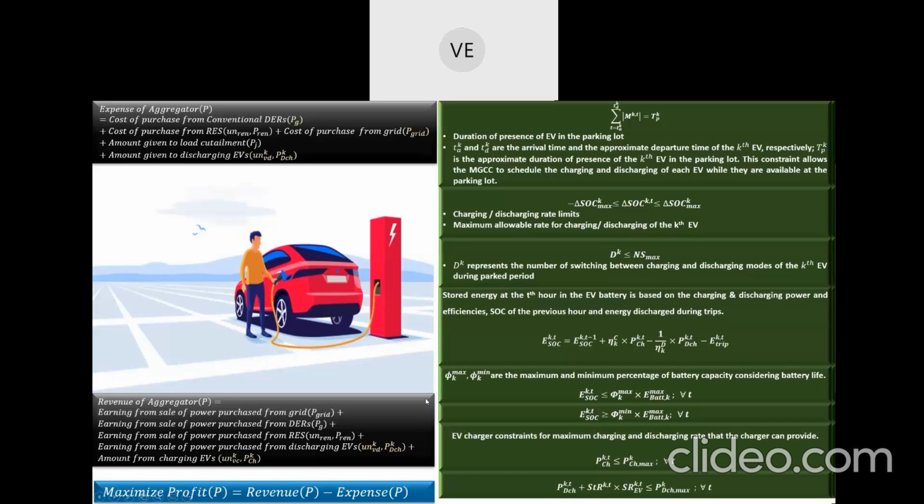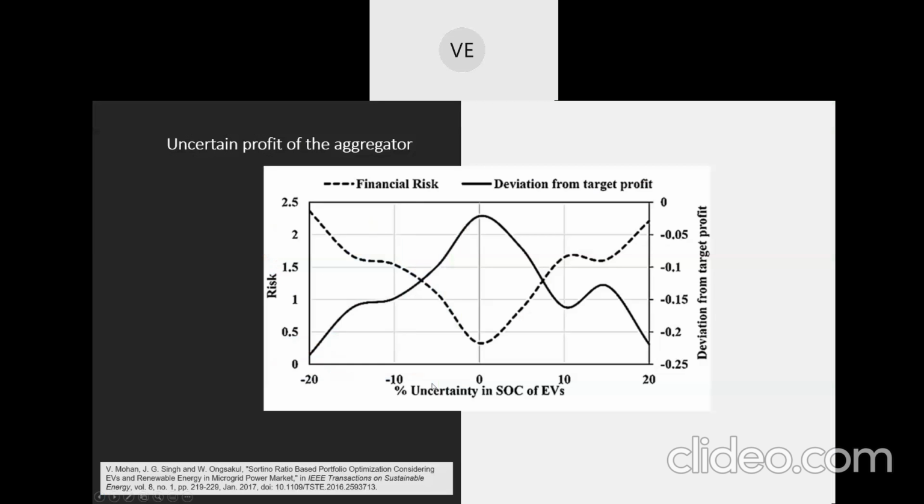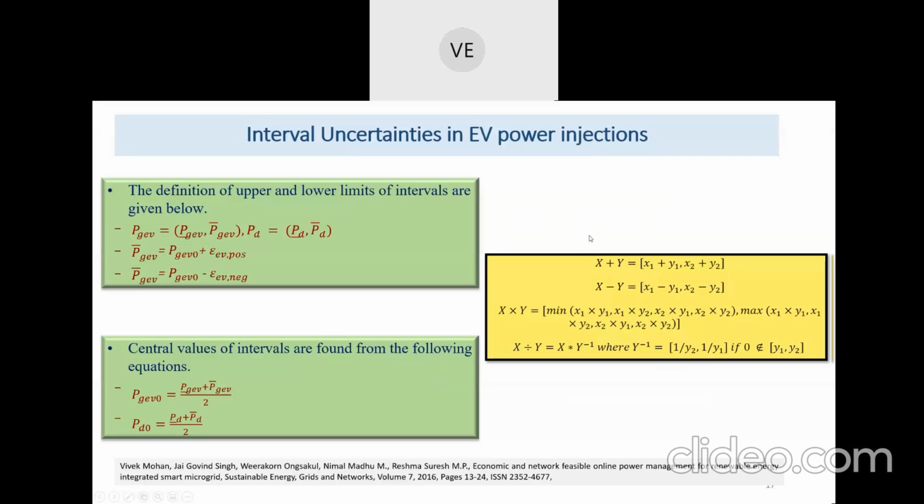Now, how to make the schedule more realistic? We have to incorporate the uncertainty models into the execution of load flows for getting a realistic network feasibility result. So the first one was interval uncertainties, to represent all variables in terms of intervals.